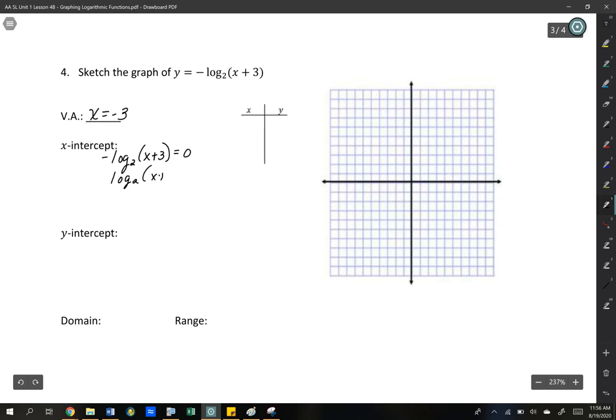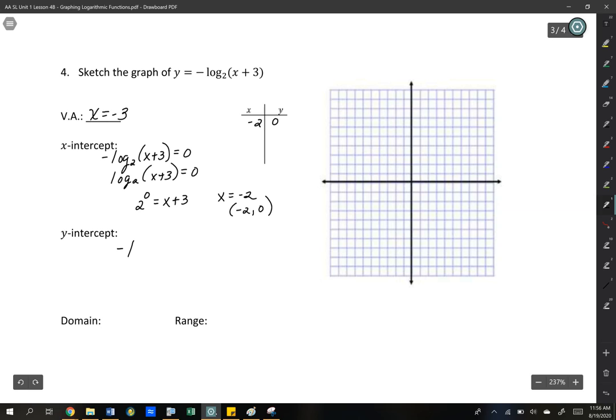So we end up with log base 2 of x plus 3 equals 0. Now we'll put it in exponential form. 2 to the 0 equals x plus 3. 2 to the 0 is just 1, and then 1 minus 3 gives us -2. So we get x equals -2. So we have an intercept at -2, 0.